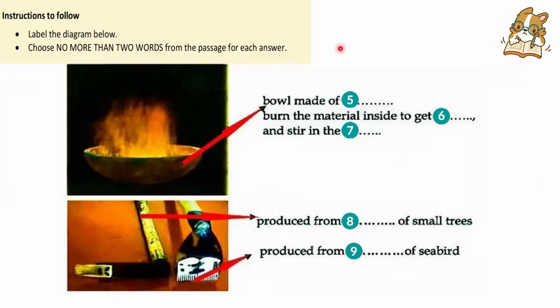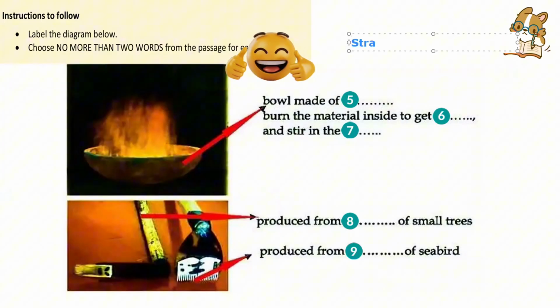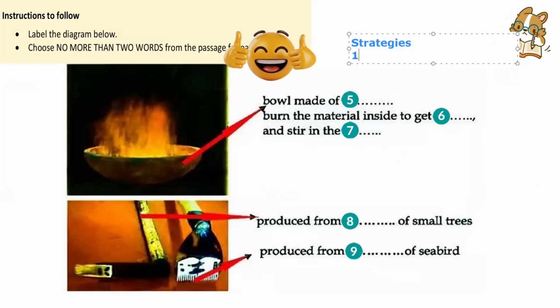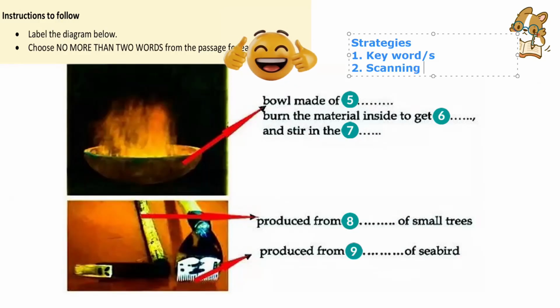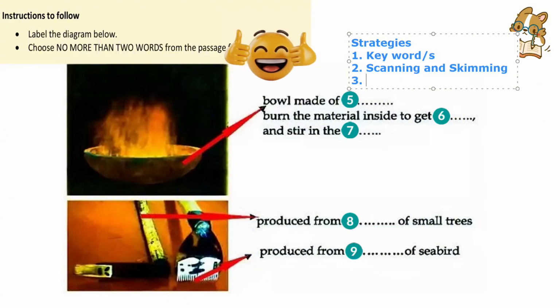As we've talked about in part one, the strategies that we can use are, first, looking for keyword or keywords. And the second strategy would be scanning and skimming. If you're not familiar with these two, they're just strategies for quick reading.